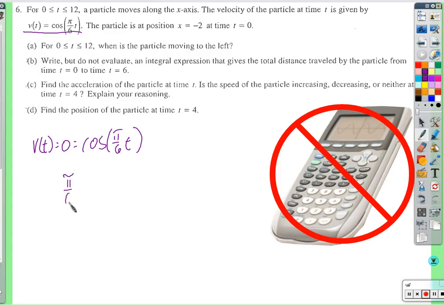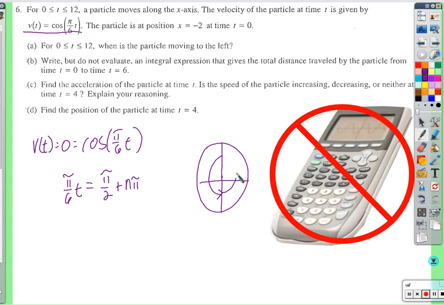3 pi over 2, pi over 6 t would need to be equal to pi over 2, or 3 pi over 2, or pi over 2 plus pi, or any multiple of pi. Yes, here is an angle that has a cosine of 0, and at pi radians we find another one, and at another pi radians we find another one. So any multiple of pi radians.